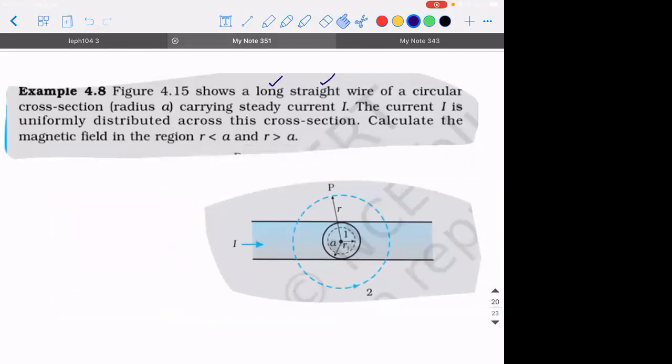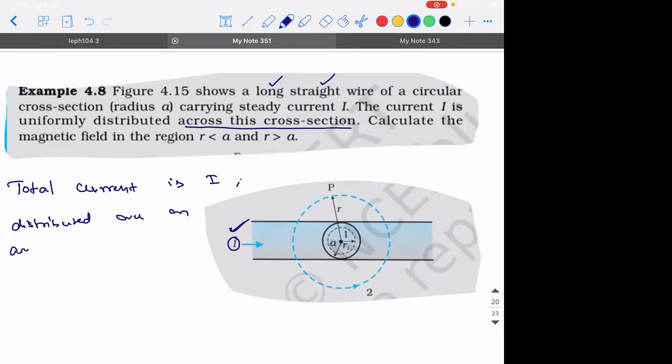See, actually, the current I is there, right? If you read the question correctly, the current I is distributed over what? Current I is distributed over the cross section. So if the total current, listen to this carefully, is I, it is distributed over an area of how much value? A, which is equal to pi A square. I hope you're able to understand this, right?